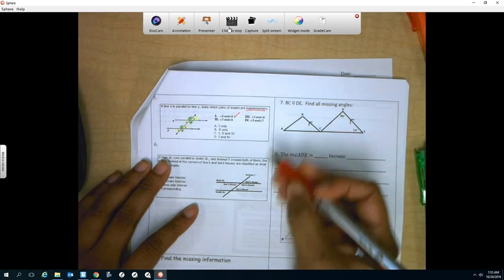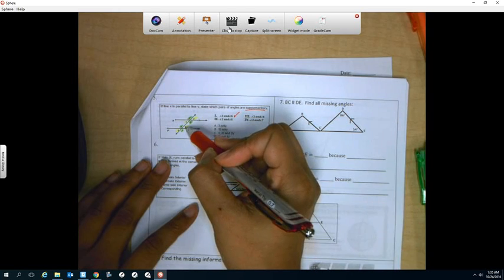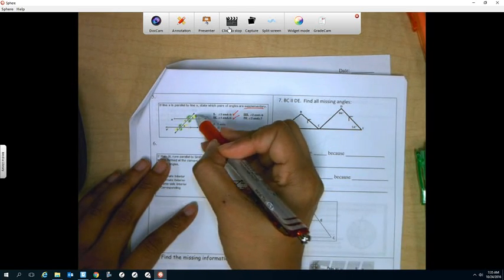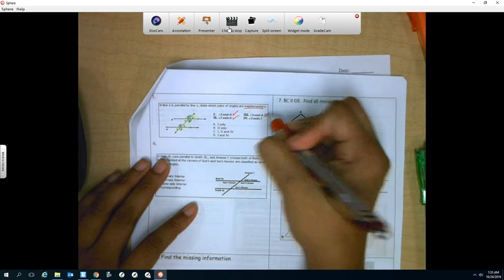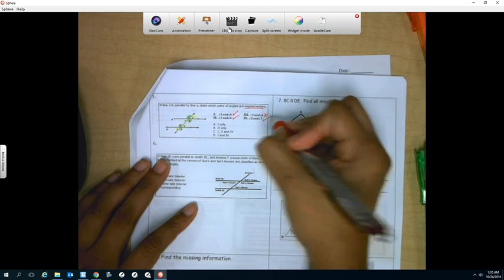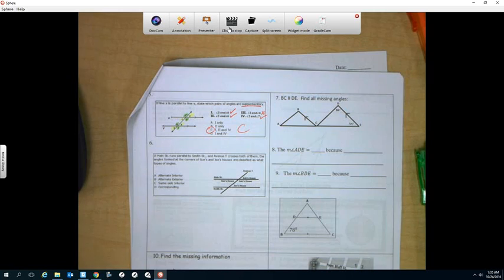That's true. Then we go to 1 and 6. Here's 1 and 6. 1 is green, 6 is yellow. That is true. It's supplementary. 2 and 6. 2 and 6 have the same color, so they would not be supplementary. And then 2 and 7, yellow and green. Those are supplementary. So my answer here is C. Okay, good job if you got that.